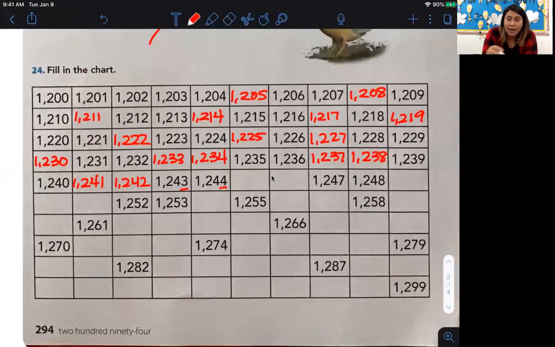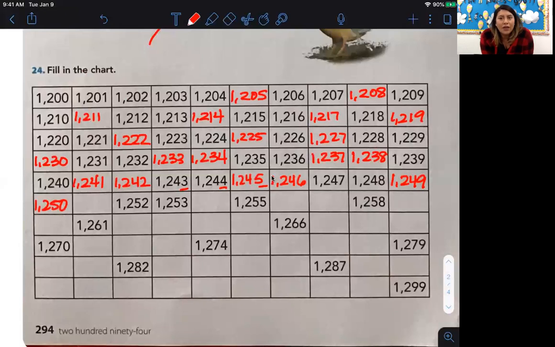What comes after 3? 4. What comes after 4? 5. So all these other numbers stay the same. That one changes. 1,246, 47, 1,248, and 1,249. What would come after 49? We go to the next 10. What's the next 10? 1,250. Does anybody notice anything about this chart that we're doing?